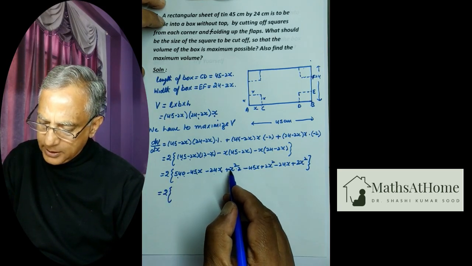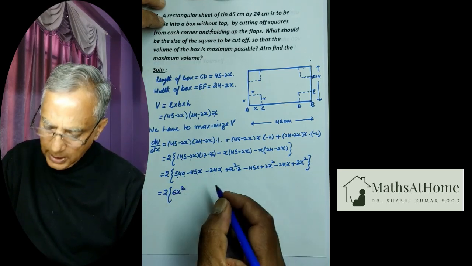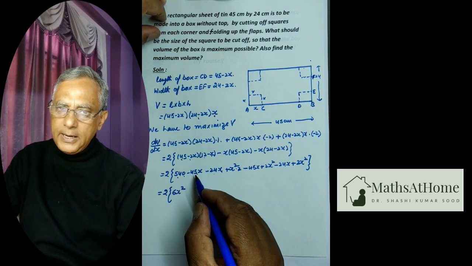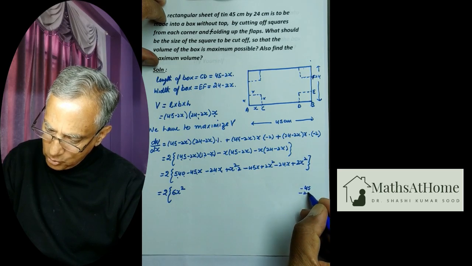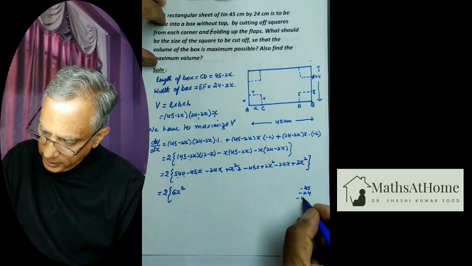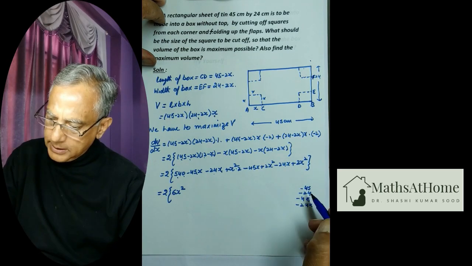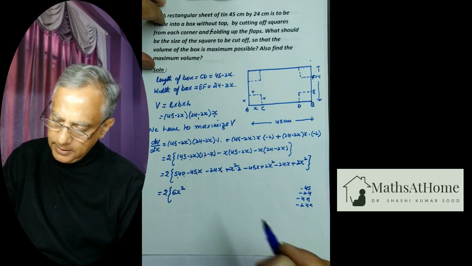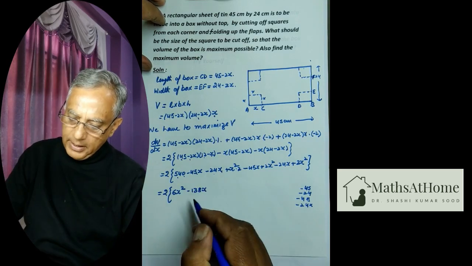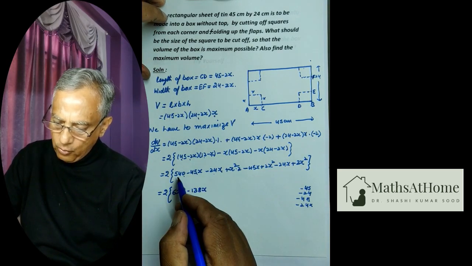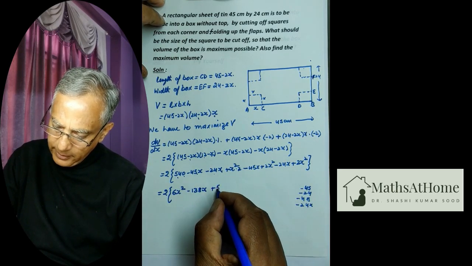Now we collect the coefficients of x square. 2x square, 2x square, 2x square. This is 6x square. Now we take the terms involving x. Minus 45x minus 24x minus 45x minus 24x. So this is 90 plus 48, that is minus 138x. Now we are left with only the constant term. Only constant is 540.